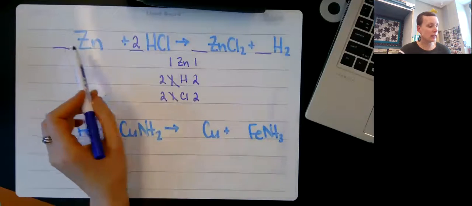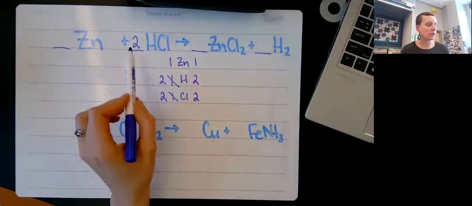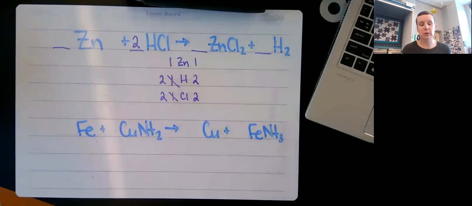Okay, I don't have to write anything in these blanks because they are all 1s, and we don't have to write 1s. I have 1 of each of those substances. I have 2 hydrochloric acids, okay?